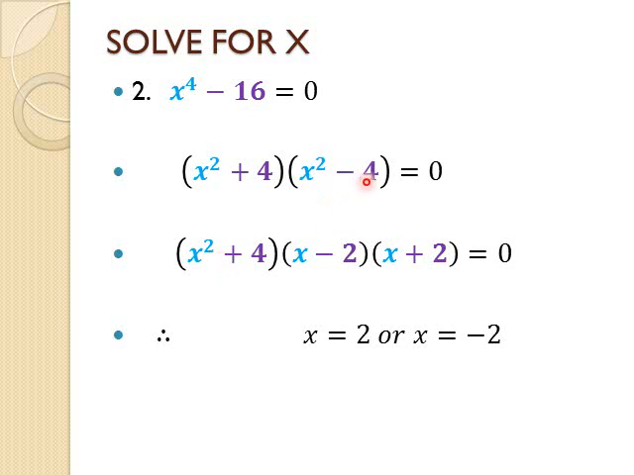X squared minus 4, however, I can solve, because x squared is a perfect square and 4 is a perfect square, separated by a minus sign. So x squared is x times x, and 4 is 2 times 2, or negative 2 times 2. So my answer, x equal 2 or x equal negative 2. Right, problem number 3.